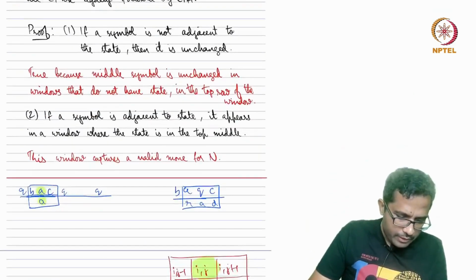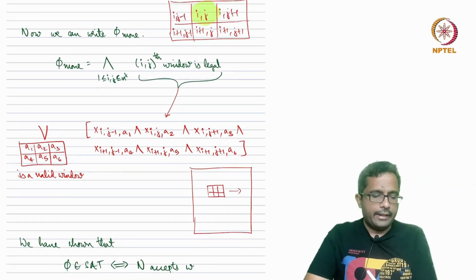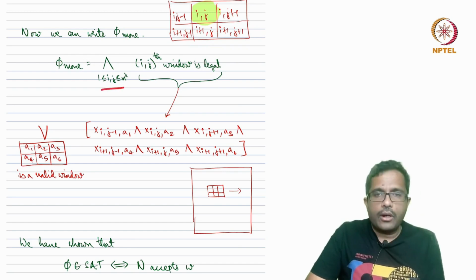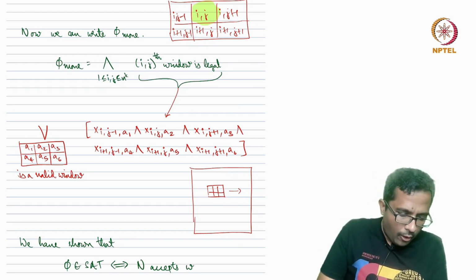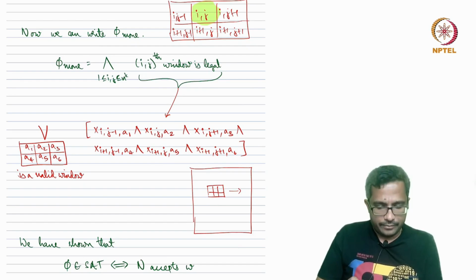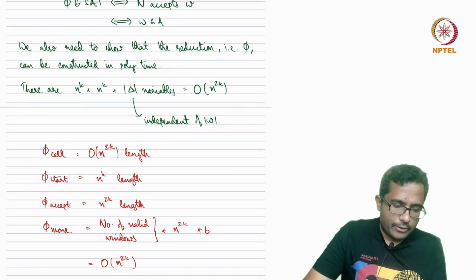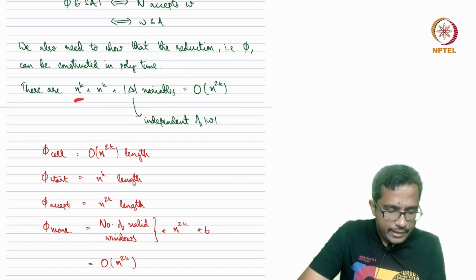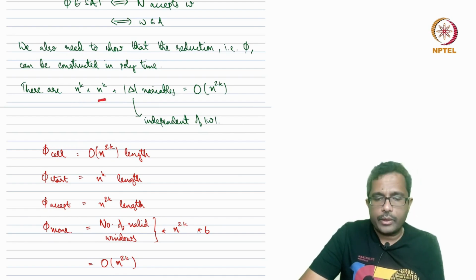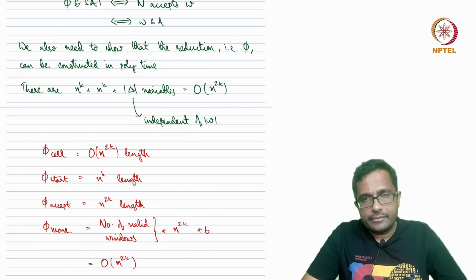Phi move is also straightforward, right? So we have an AND outside that runs through all i and j, and within that there is an OR that runs through all the valid windows, and then inside that it's an AND of 6 literals, right? So if you look at the length of each of these formulas, the number of variables, which I think I mentioned in the previous lecture also, there is x i j l, where i ranges from 1 to n power k, j ranges from 1 to n power k, and l ranges over delta, which has a fixed size, right?